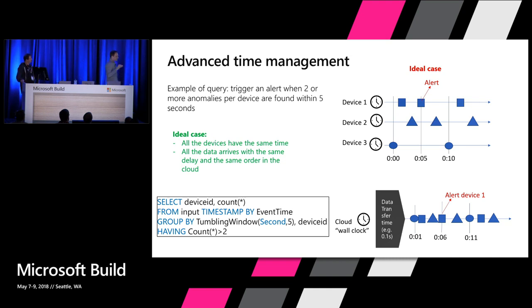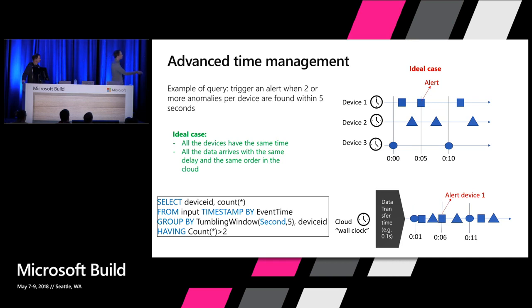So basically, in terms of time management, everybody thinks about the ideal case. OK, all the devices have the same time, the clocks are completely aligned, so that's what I show here. And all the data goes to the cloud with the same delay. Of course, that never happens. But we make sure you are covered when you use Stream Analytics. So if you, for example, want to run an alert when you have 2 events or 2 anomalies in less than 5 minutes at the device level, that's the query you will need. Again, very readable. You can group by, and you put a filter on the count.